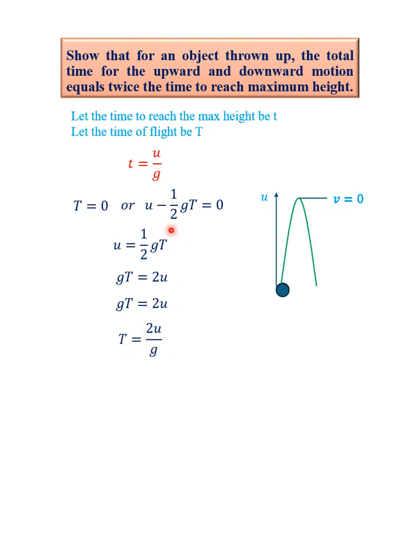Now look at this and look at this. You see that the time of flight is 2 times u all over g, and u all over g is simply the time to reach the maximum height. So we can say therefore that t will be equal to 2t, and that is what we are trying to prove. QED. The time of flight is equal to twice the time it takes to get to the maximum height.